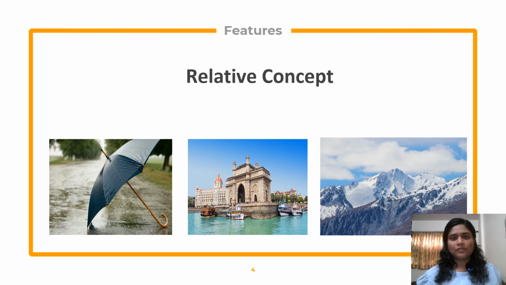Next, we have utility which is relative to places. For example, woolen clothes are required in the Himalayas or Alps, but woolen clothes are not required in Mumbai. So over here you have something known as place utility. Now let us look at the next feature.